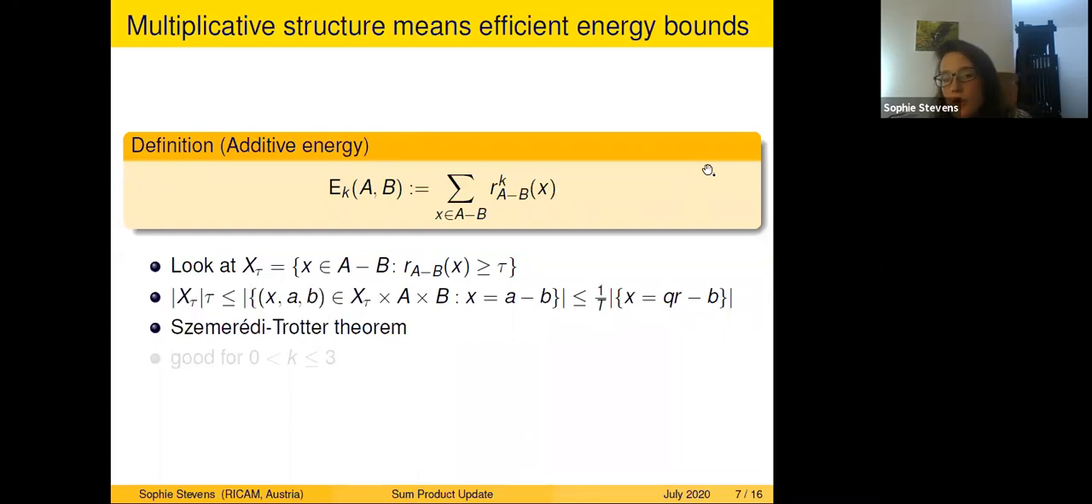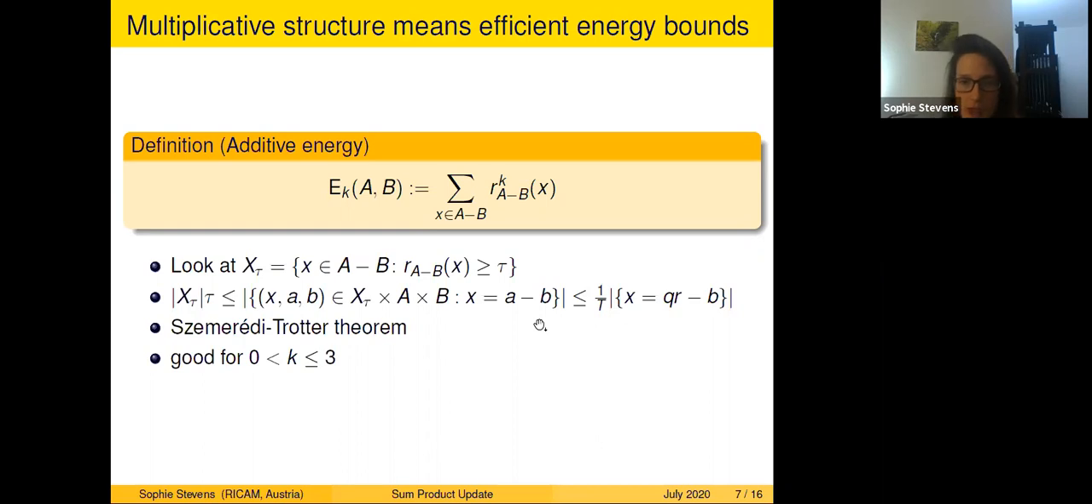It's kind of not important what the actual numbers are. Well, I mean, it is for quantitative things, but for why this works, it's not so important. But because of the quantitative form of the Szemerédi-Trotter theorem, this trick is really good for any k, so this kth moment between 0 and 3.